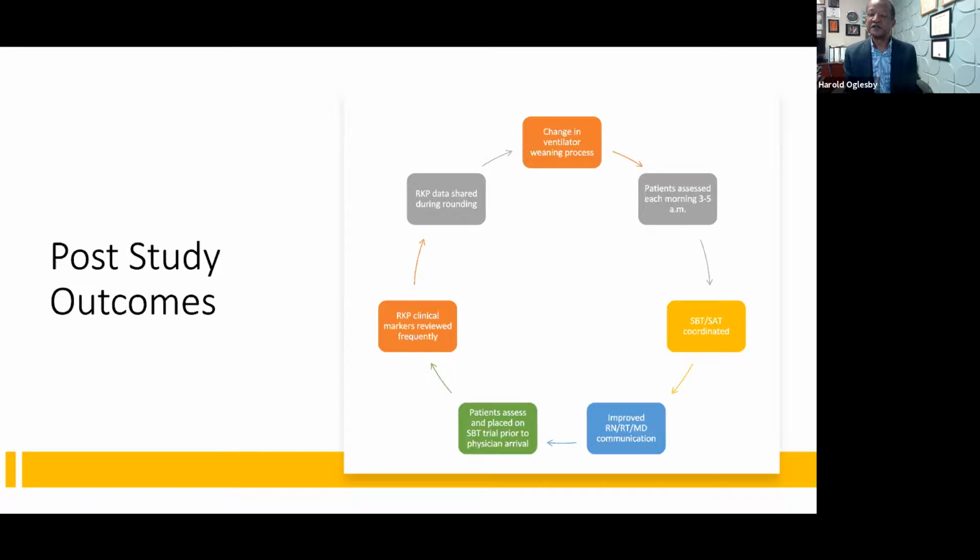And by the time the physician came, he could make a decision of whether he was going to continue that spontaneous breathing trial and wean that patient. And we saw that there was a significant number of patients that met the criteria that could be weaned, that were being weaned. We didn't take our eyes off of the VAE success that we had. We made that a focus as well and shared that information during rounding. So for us, this whole process of using the RKP was a huge plus.